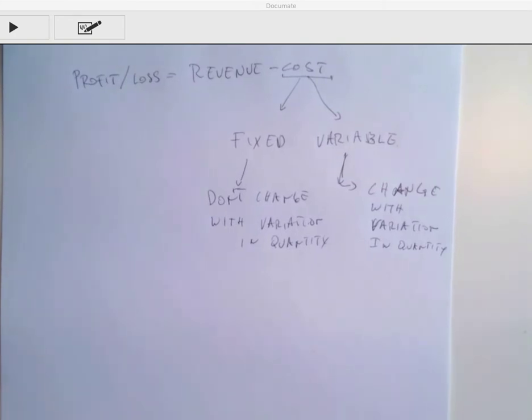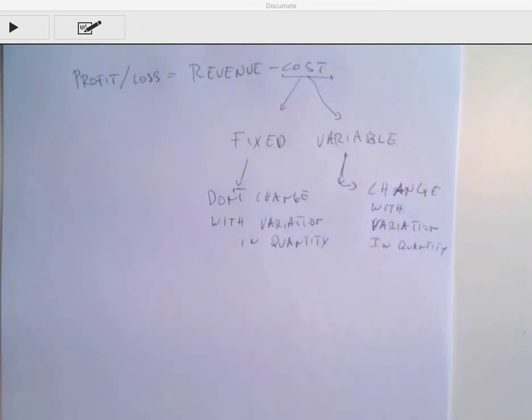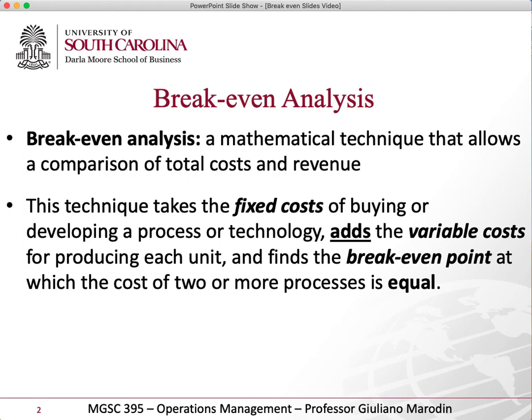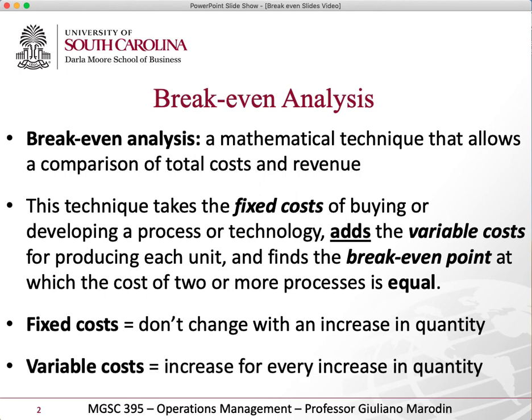For example, how much I spend on steaks, how much I spend on bread, how much I spend on lettuce and tomato will depend on how many Big Macs I'm going to sell. So coming back to this example, it tells you the techniques that use fixed costs and variable costs. The fixed costs don't change, the variable costs do change with the increase or decrease in quantity.